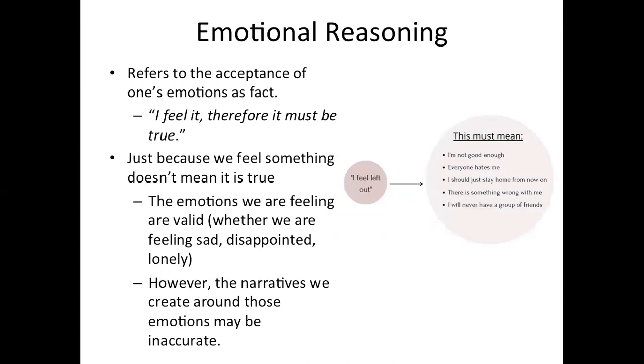Emotional reasoning. Emotional reasoning is to think that just because you feel something, it must be true, right? So I feel it, therefore it must be true. No, it's important to understand that our feelings are real, our feelings are valid, but our interpretation or the narratives we write around our feelings are not always accurate. So on the right, a person may say, I feel left out. And that's the emotion, like feeling alienated or left out. So they interpret that as, see, this must mean that I'm not good enough, or everyone hates me, or I should just stay home from now on. All of these kinds of narratives are emotional reasoning, when a person may just have been left out due to circumstance.